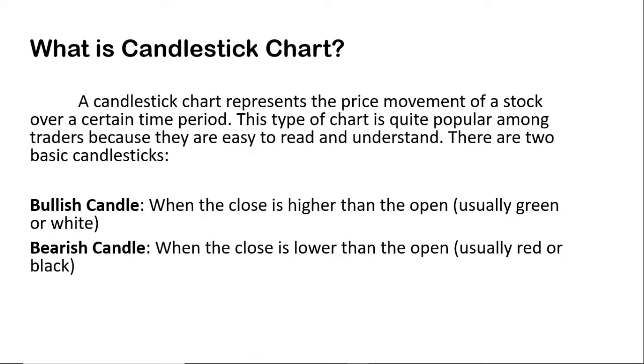There are two basic candles. Bullish candle, when the close is higher than the open, usually green or white. Bearish candle, when the close is lower than the open, usually red or black. Here you have to know what a candlestick is. A candlestick is nothing but whether the price has moved up or down in a certain period of time. If the price has moved up, it will come as a bullish candle. If the price has moved down, it will come as a bearish candle.